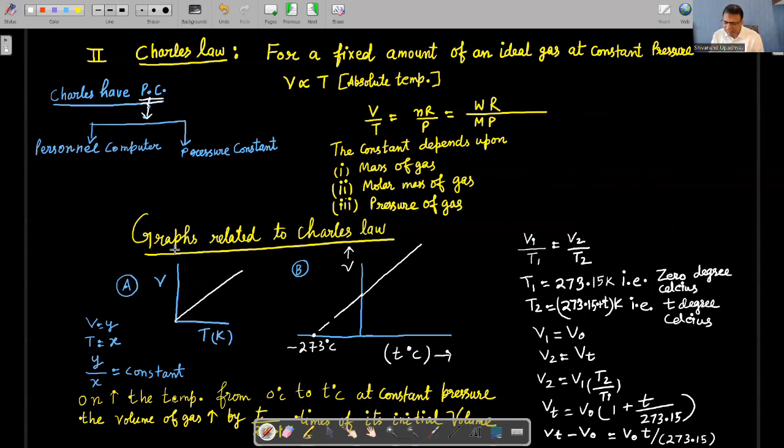These are the graphs related to this Charles law. The first graph is volume versus temperature. We can write it by using the equation PV is equal to nRT.